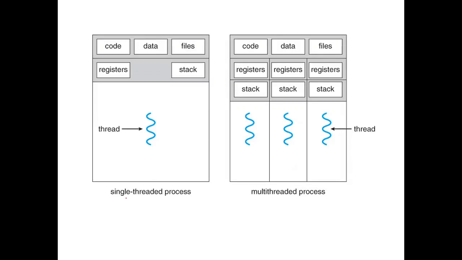This is the diagram of a single-threaded process, where only one thread will be generated and it will use all the resources allocated to that process. This is a multi-threaded process, where multiple threads will get generated and they use the same resources which are allocated to the process.